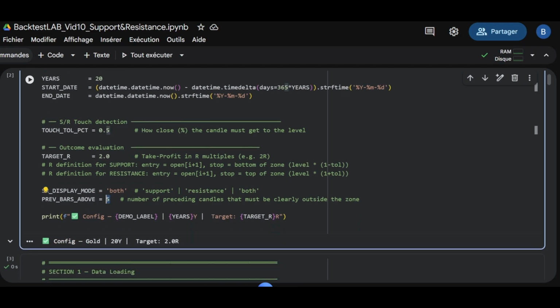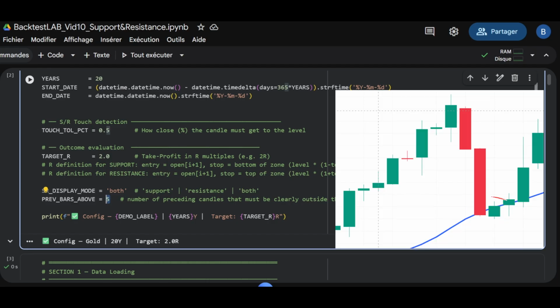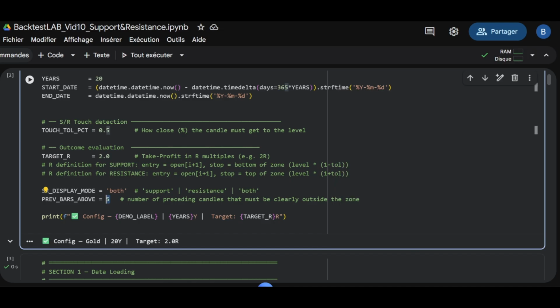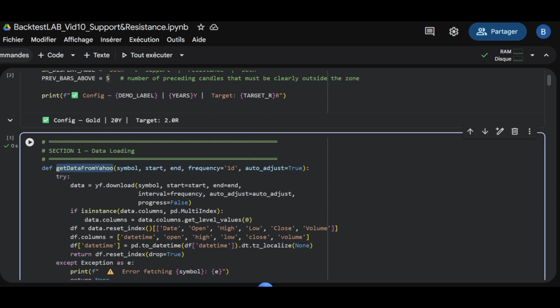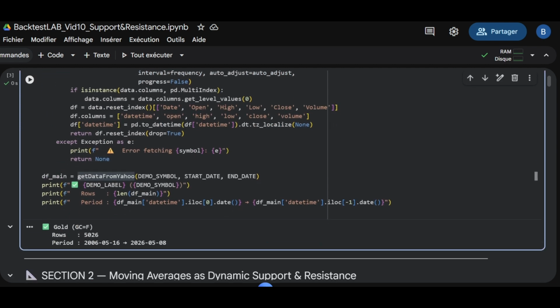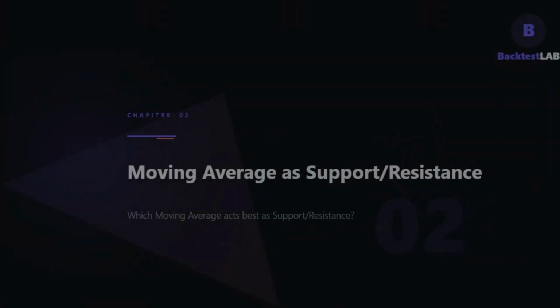Before checking if we are touching the level as a support or resistance, we need to check the previous candles. So we want to have the majority of the previous candles here. So it's going to be 3 out of the 5 previous candles above this support or maybe below this resistance. So we are getting the data using this function as we did for the previous videos, and we are getting about 5,000 candles for the gold.